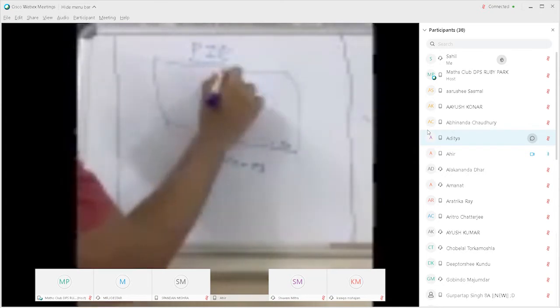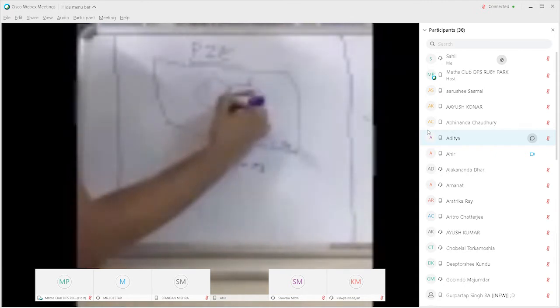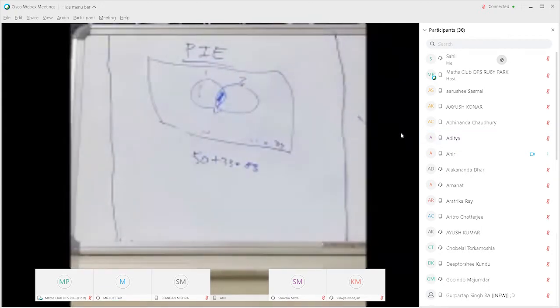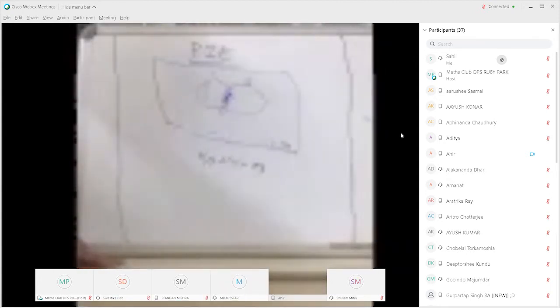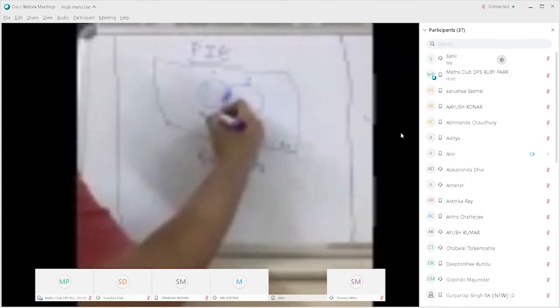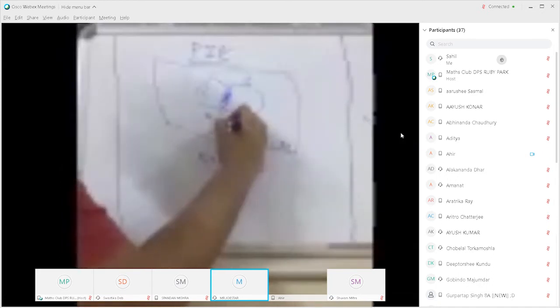Okay, let's call this set 1 and call this set 2. Set 1 is all multiples of 2 and set 2 is all multiples of 3. So now we have an intersection set over here. Now, what exactly is this intersection set? Multiples of 6, exactly. So all numbers which are multiples of 2 and 3, so basically the LCM of 2 and 3, which is 6. Multiples of 6.